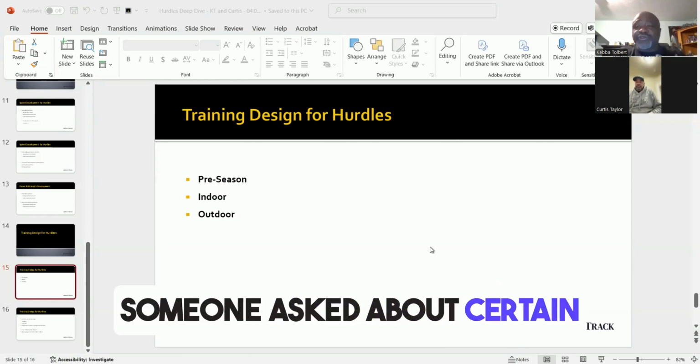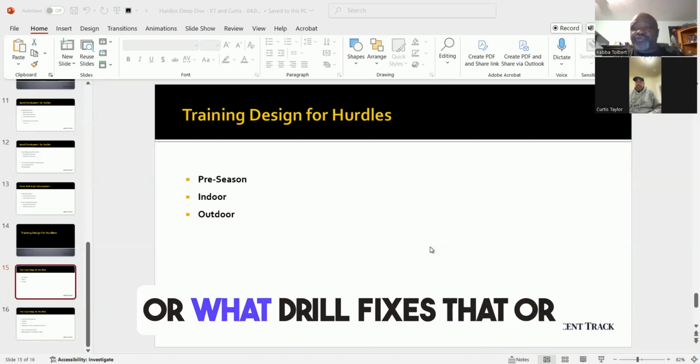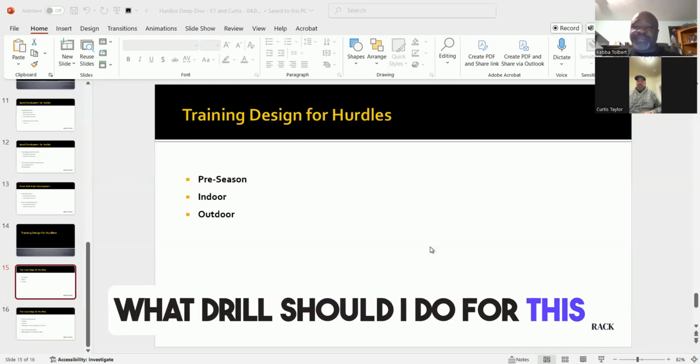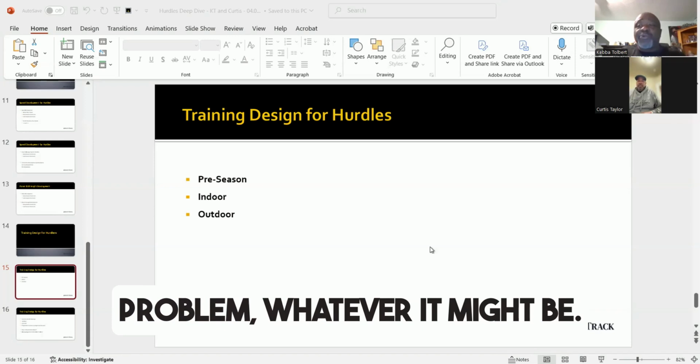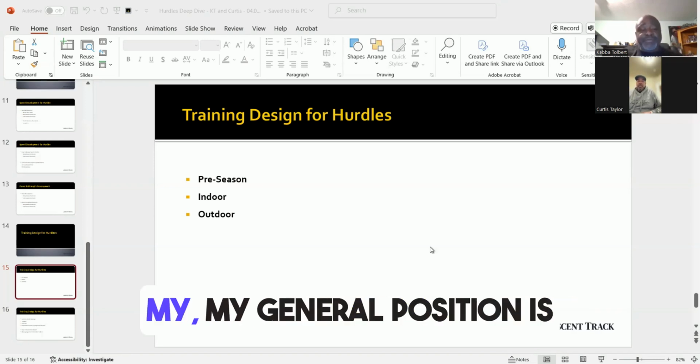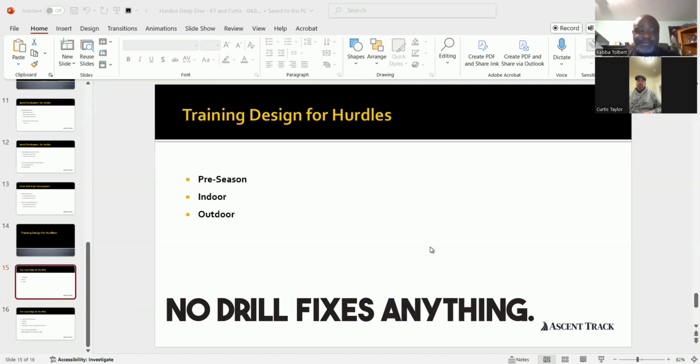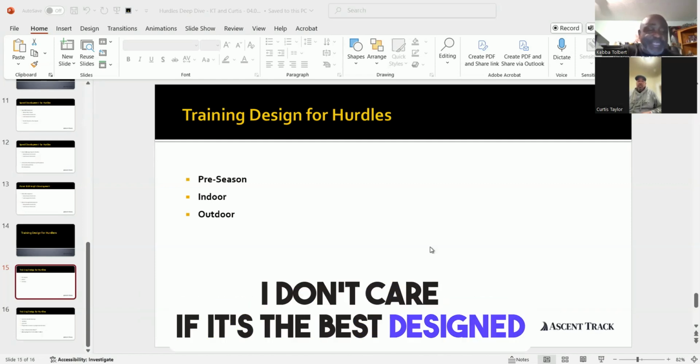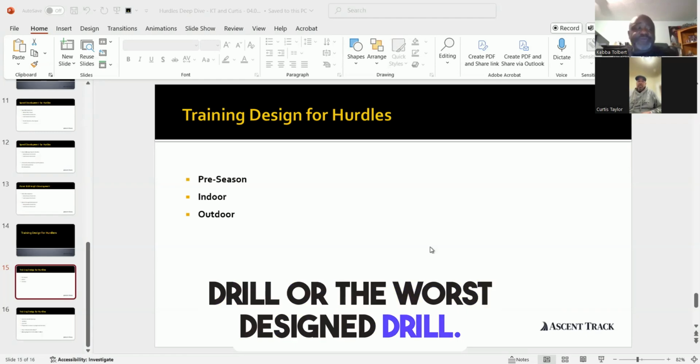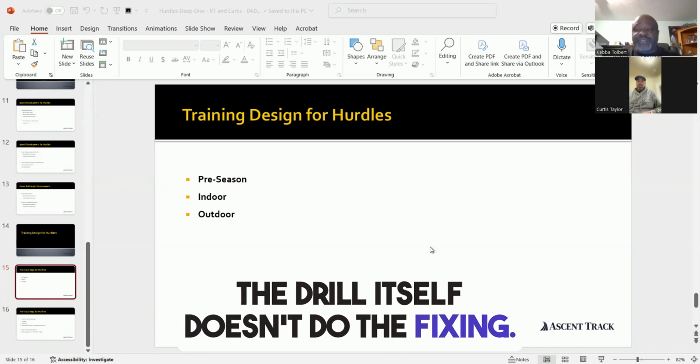Someone asked about certain drills and what drill fixes this or what drill fixes that or what drill should I do for this lead leg problem or trail leg problem, whatever it might be. My general position is no drill fixes anything. I don't care if it's the best design drill or the worst design drill. The drill itself doesn't do the fixing.